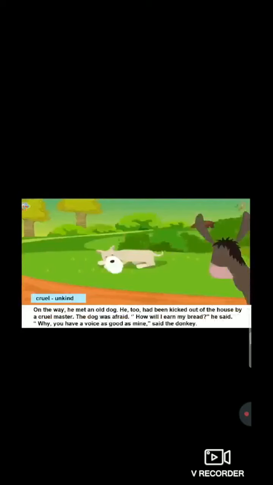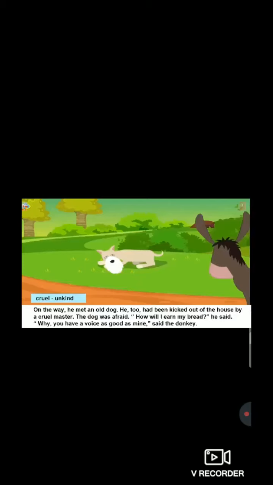On the way, he met an old dog. He too had been kicked out of the house by a cruel master. The dog was afraid. Students, the dog was also kicked out by a cruel master, right? So the dog was afraid, and he was thinking, how will I earn my bread? Means, how will I earn my food? Because my master has also kicked me out of the house. He said all these things to the donkey.